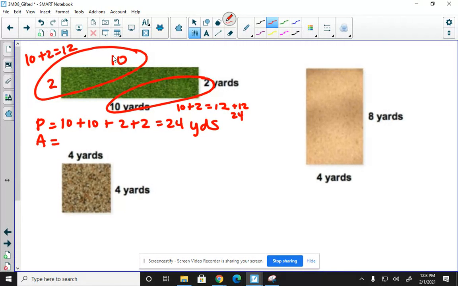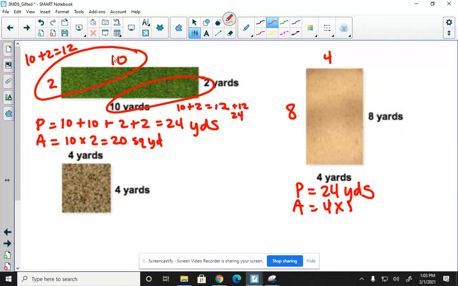And then the area of this is we're going to multiply how long it is by how wide it is, and that is 20 square yards. For this shape, if we add 8 plus 4 plus 8 plus 4, 12 and 12 again, that is 24 yards. And then the area is how long it is by how wide it is, 4 times 8, or 8 times 4, and that's 32 square yards. And then for this shape, if the perimeter is add all the sides, 4 plus 4 plus 4 plus 4, 16 yards. And then the area is 4 times 4.